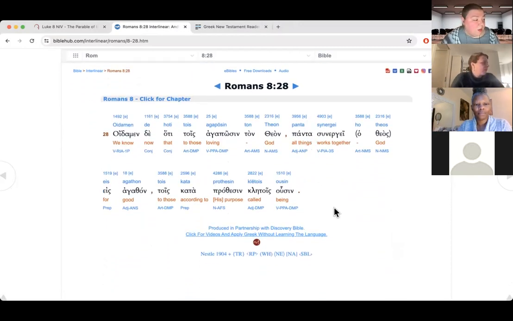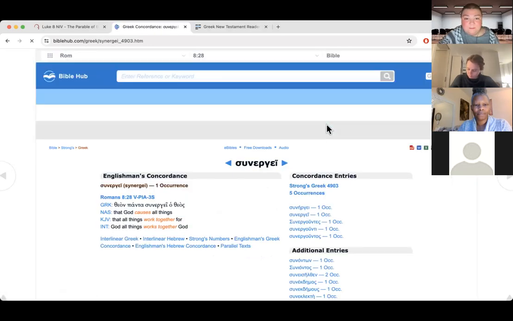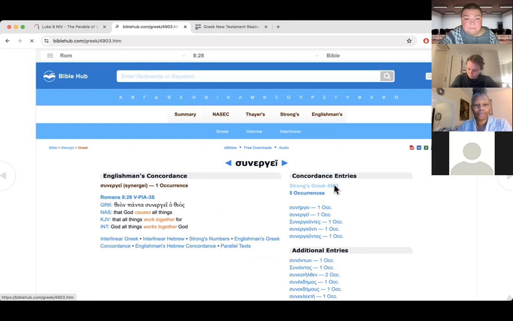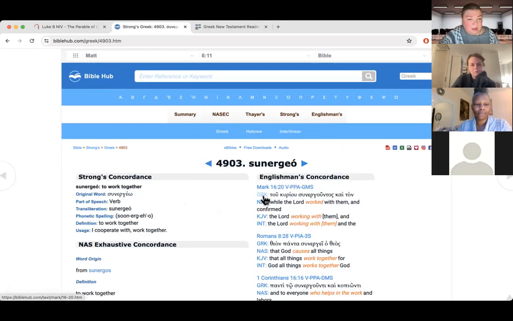Where it says, "We know now that to those loving God, all things work together." This Greek word for "works together," synergei, right here. Let's have a closer look at that. We click on it. We go to the Strong's Greek. It tells us that it's from the root word synergeo, to work together, cooperate with.